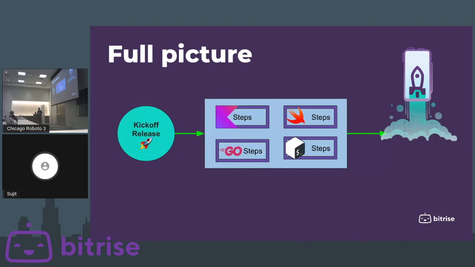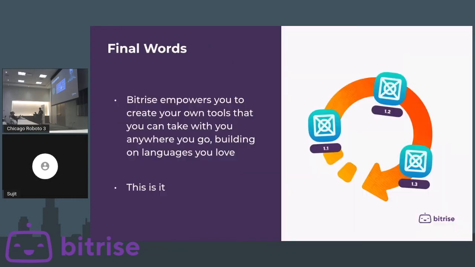So, full picture: you kick off the release, you use all these steps that you might build yourself, or the steps that are already available in the community. They could be written in Swift, Kotlin, Go, and Bash. And once you can use all of that, basically your rocket ship that you're trying to fire off just kicks off the way that you want.